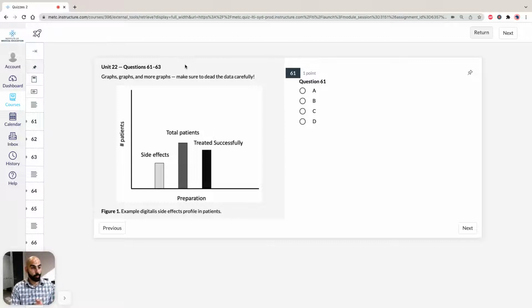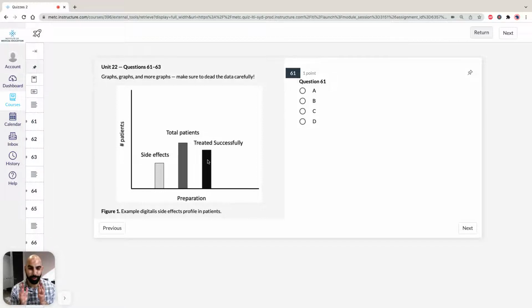So take note, we have our y-axis with the number of patients, the x-axis with the preparation, so it's either unspecified, alcoholic extract, dried leaf, or watery extract. And finally, there are 3 bars in each group. There's the side effects bar, total patients, and treated successfully patients.